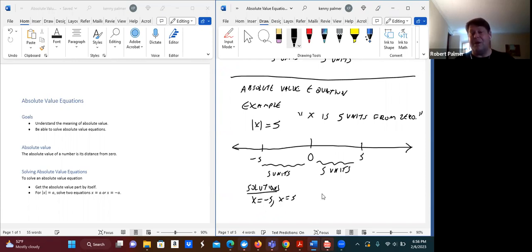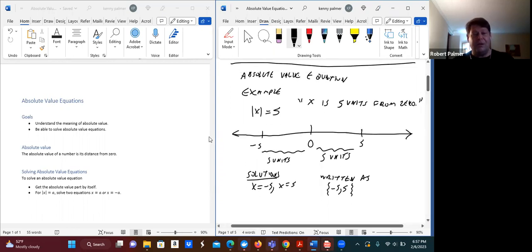Sometimes you might also see this written in set notation, as squiggly brackets with these numbers in between: -5 and 5. Here, the squiggly brackets don't mean an interval. For an interval we use parentheses or square brackets. The squiggly brackets just mean we have a set or collection of numbers. This just means two numbers, -5 and 5. So that's our solution to that equation.